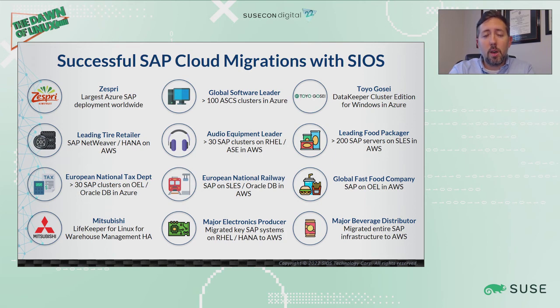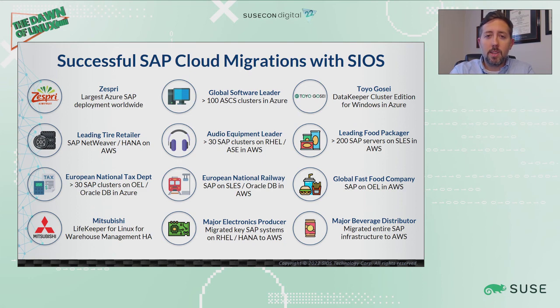The second one I'll point out is on the right side, second from the top. We have a leading food packager who migrated their entire SAP workload from on-prem into AWS. And we're talking about over 200 servers. They're also using SIOS Lifekeeper for high availability.